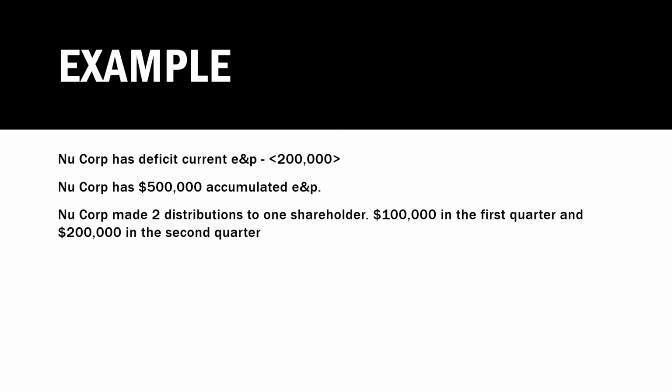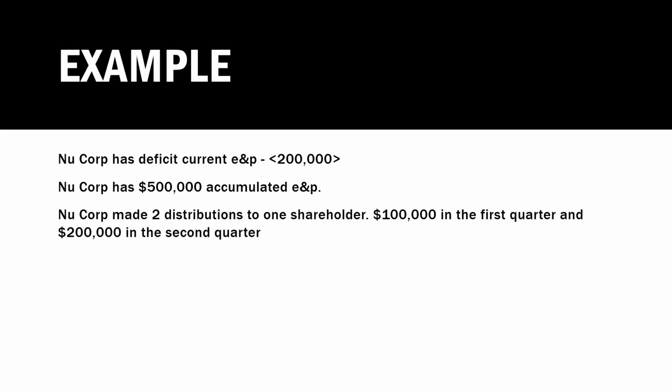So in this example, New Corp has deficit current earnings and profits of $200,000, and it also has accumulated earnings and profits of $500,000. And two distributions were made to one shareholder: $100,000 in the first quarter, $200,000 in the second quarter. So how do you go about this? The first step is for you to identify the amount of current earnings and profits deficit that was incurred.